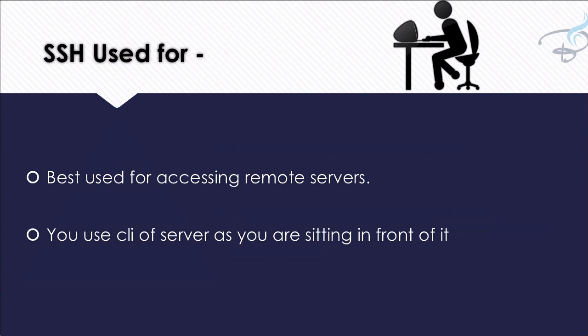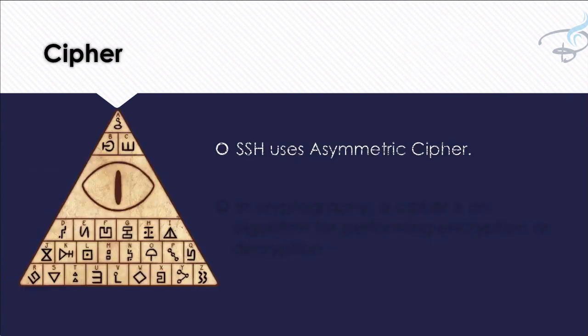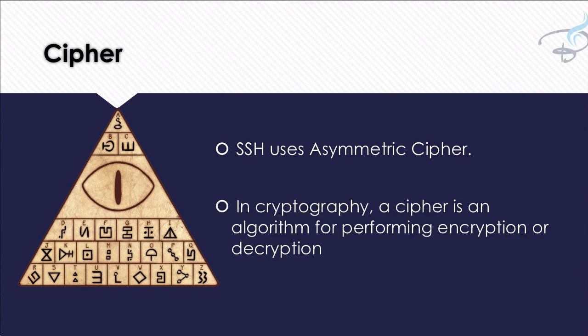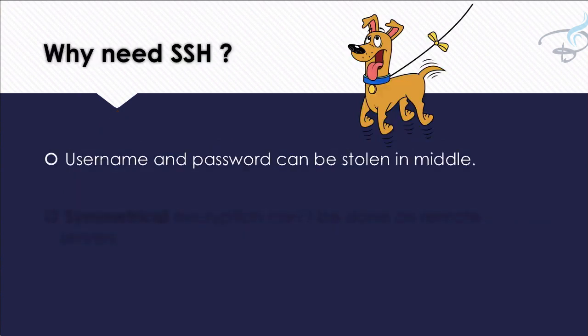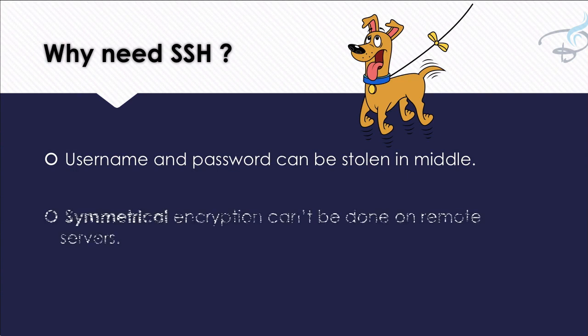So how is this SSH key created? Actually, SSH uses a cipher. And what is a cipher? A cipher is an algorithm for performing encryption and decryption. That means a function which performs encryption and decryption. That's okay, but why do we need this SSH? Yeah, we have the username and password to log into the server, but why an SSH key? Because username and password can be stolen in the middle.